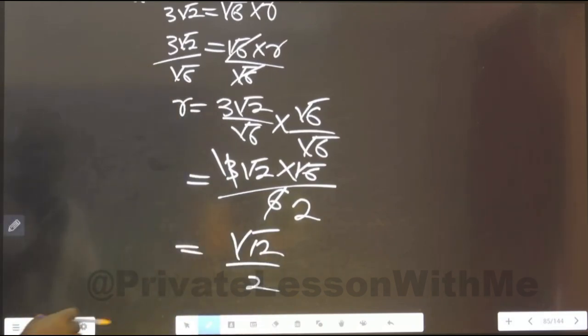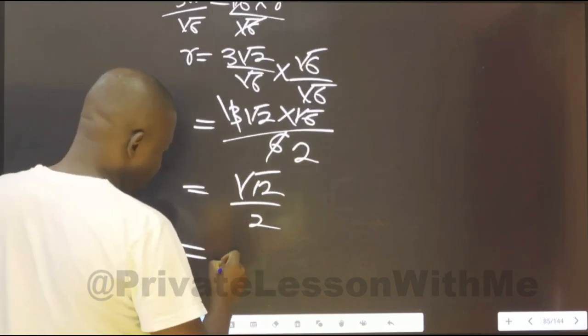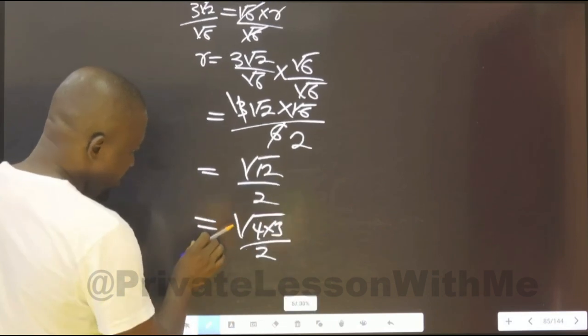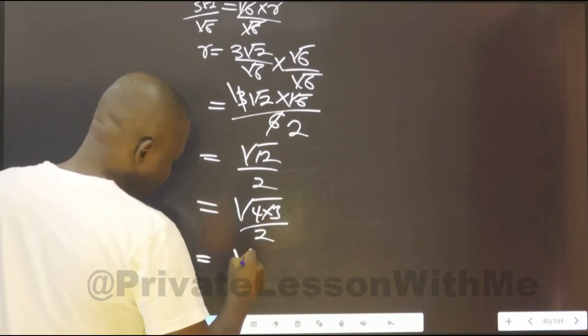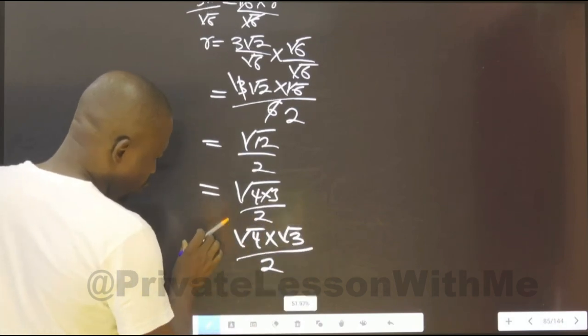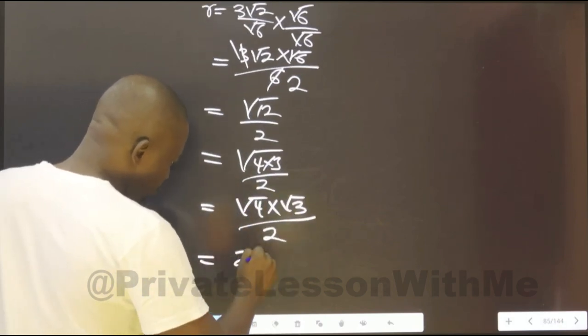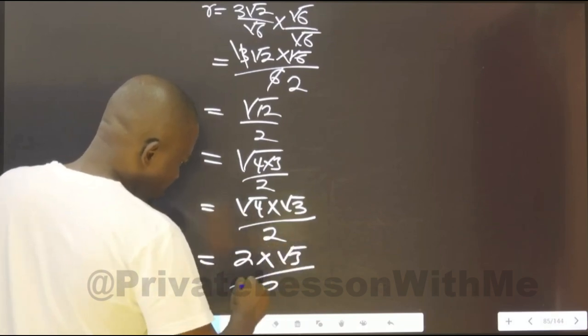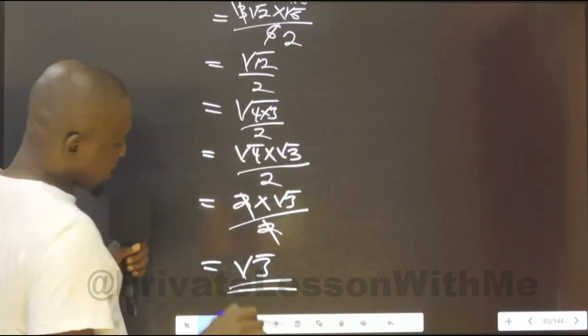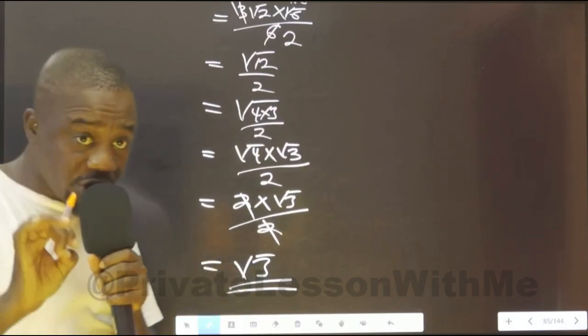If you want to work further on this, we can write it as the square root of 4 multiplied by 3 over 2. And you agree with me that the square root of 4 is 2. What is the meaning of this? This simply means 2 multiplied by the square root of 3 all over 2. This and this will cancel. It means, therefore, we have the square root of 3 as our final answer for the common ratio. Okay?